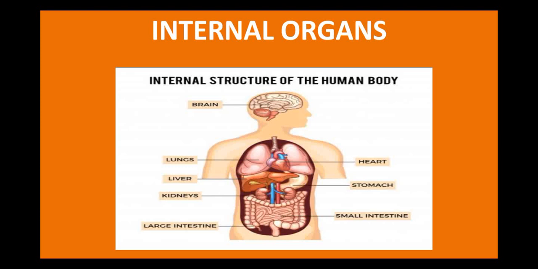So, these are the internal organs. That means the internal body parts. So, inside our body, we have these internal organs. We can see over here in the picture, we have the brain, lungs, liver, kidneys, heart, stomach, small intestine and large intestine. So these are some of the internal organs present inside our body.